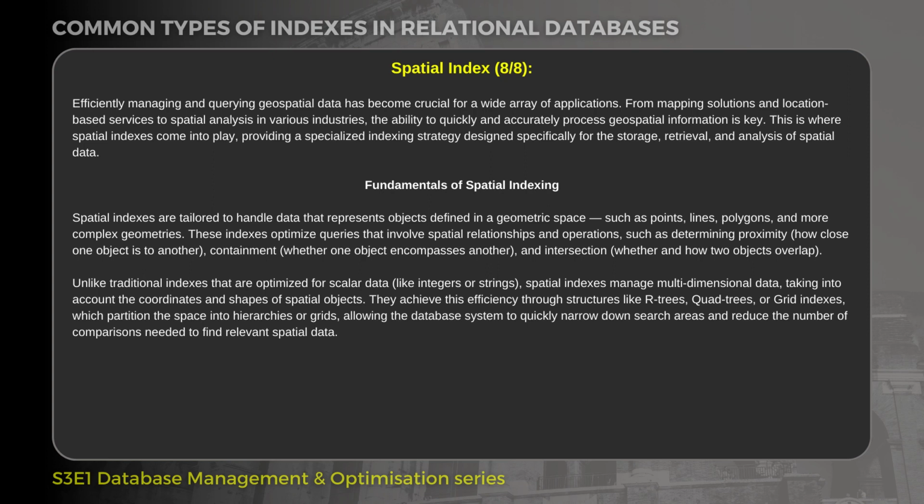Unlike traditional indexes that are optimized for scalar data, like integers or strings, spatial indexes manage multidimensional data, taking into account the coordinates and shapes of spatial objects. They achieve this efficiency through structures like R-trees, quad-trees, or grid indexes, which partition the space into hierarchies or grids, allowing the database system to quickly narrow down search areas and reduce the number of comparisons needed to find relevant spatial data.